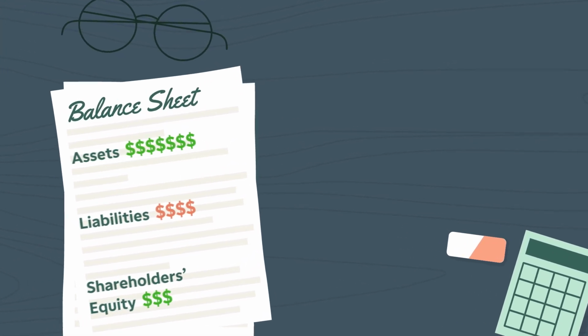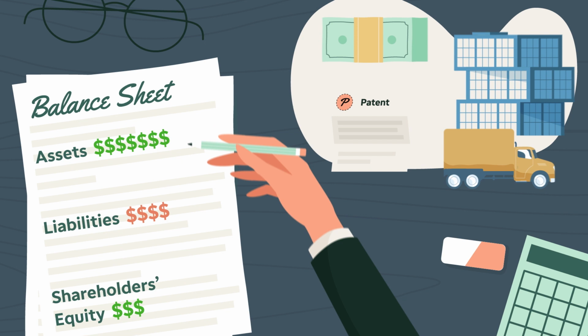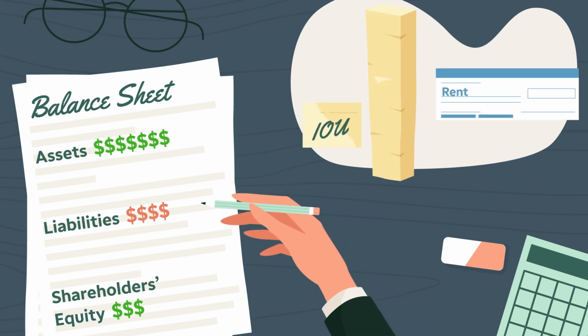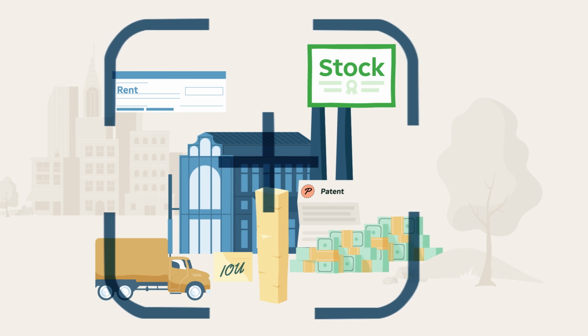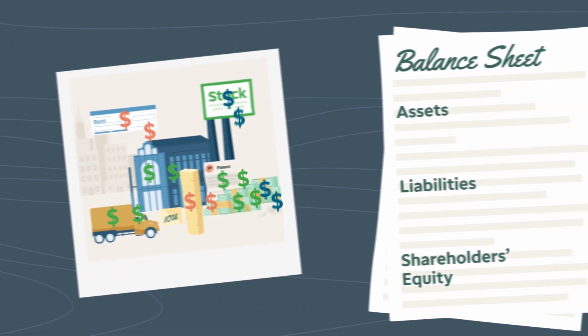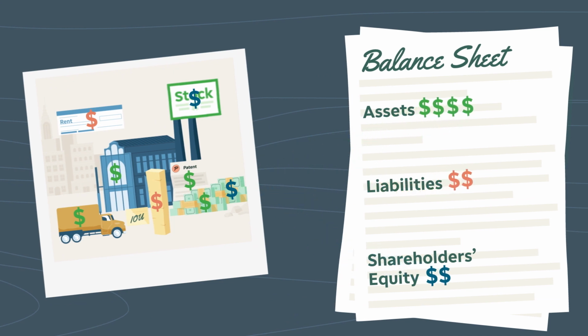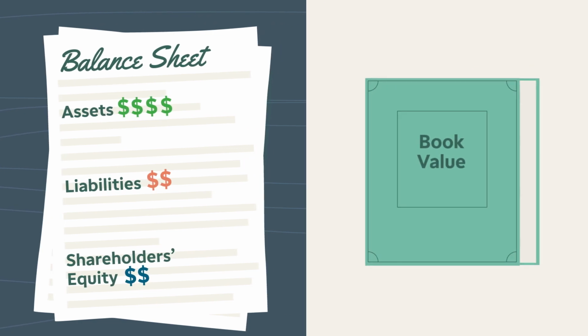A balance sheet is a financial statement that lists what a company owns, called assets, what it owes, called liabilities, and what's left over, called shareholders' equity. It's basically a snapshot of a company's financial situation at a certain moment in time. Investors often use it for stock analysis because it documents how capital is invested and can help determine a company's book value, one measure of what a company is worth.